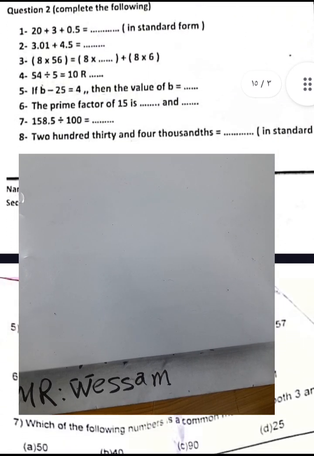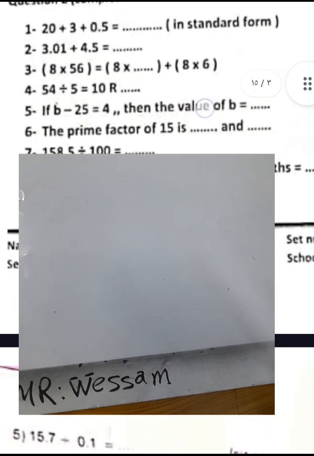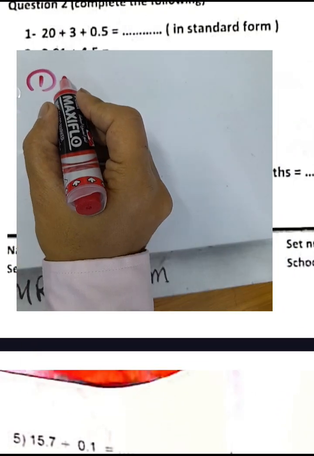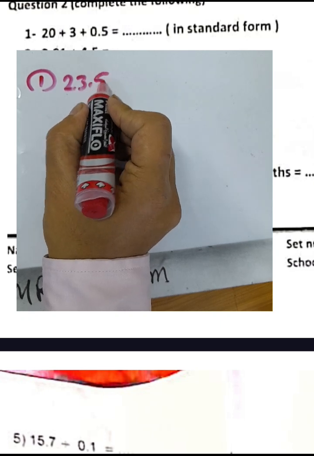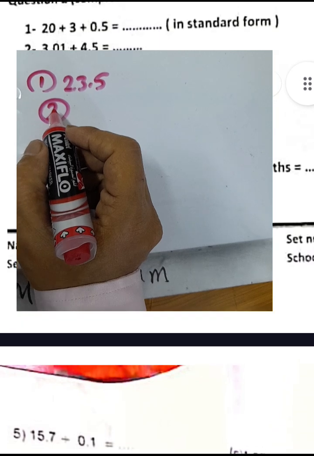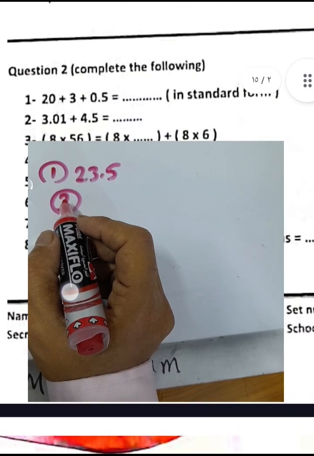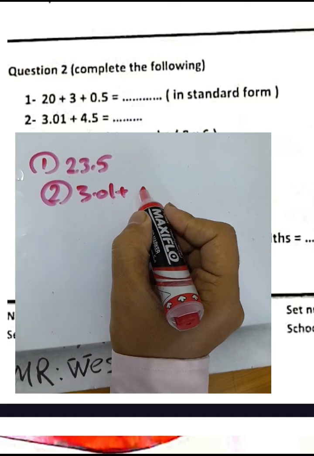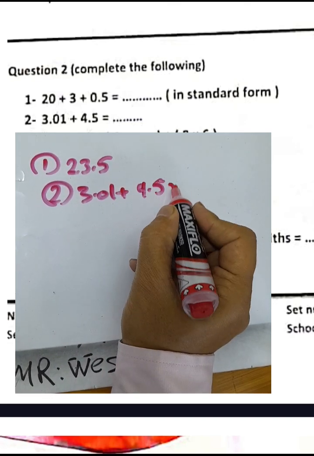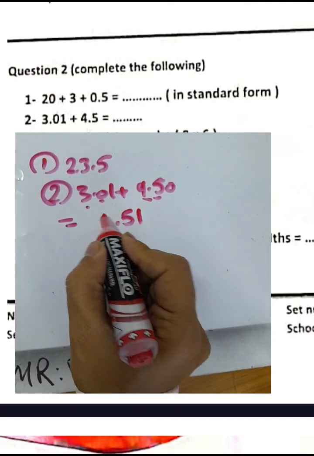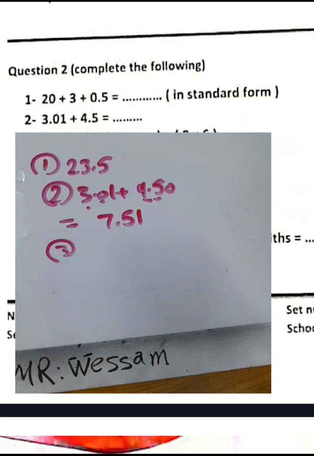Next question. Question number 2. Write in standard form. Number 1. We have 20 plus 3, it will be 3 and 5 tenths. Question number 2. We must add 3 and 100th plus 4.5. We must put 0. 0 plus 1 equals 1. 5 plus 0 equals 5. 4 plus 3 equals 7. 7 and 51 hundredths.